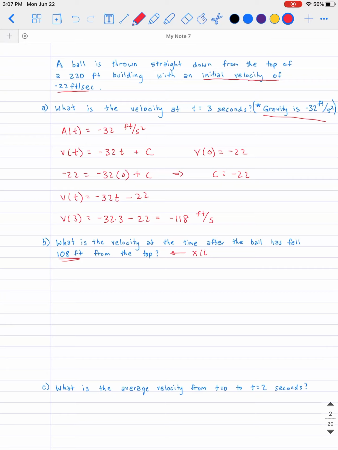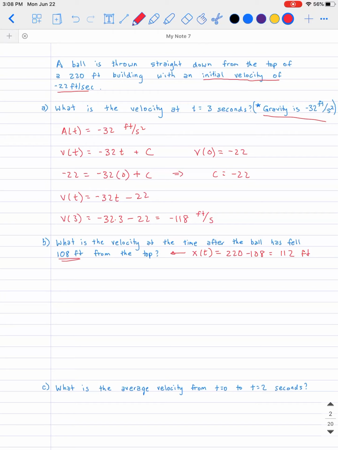So x of t is the notation that's normally used, is equal to, it's not equal to 108, it's actually equal to 220 minus 108, because remember, you have dropped 108 feet, so the x of t is supposed to give you the position at that time. So plugging it in, we're supposed to have x of t equal to 112. So just to reiterate this problem one more time, I want to find out the velocity of the ball when the position of the ball is at 112 feet, because it has dropped 108 feet total.